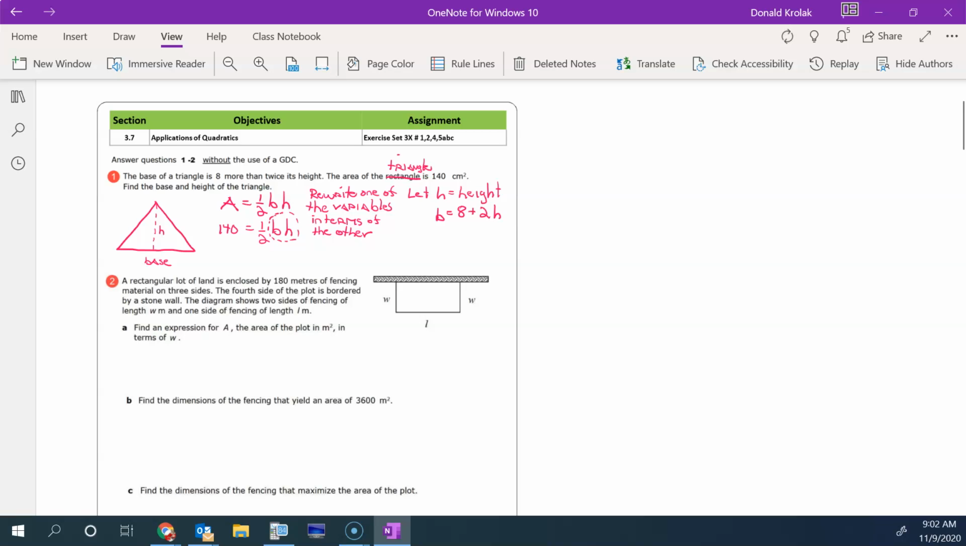Yeah. I think it's a mistype. I just changed it to triangle. The area of the triangle is 140. Yeah, that could be the case, but I don't think that is here. I think it's just when I typed it, I mistyped the words. Yeah, so I just changed it. That's all.